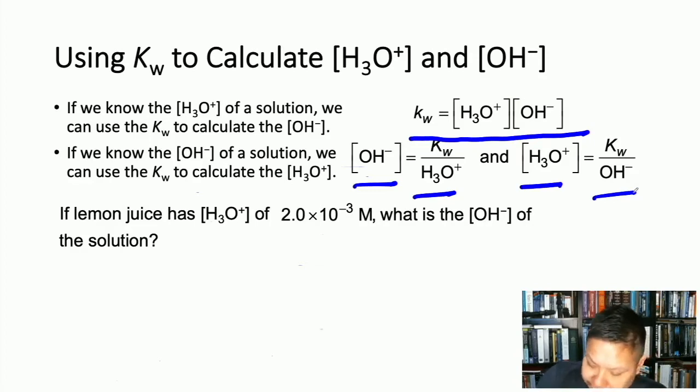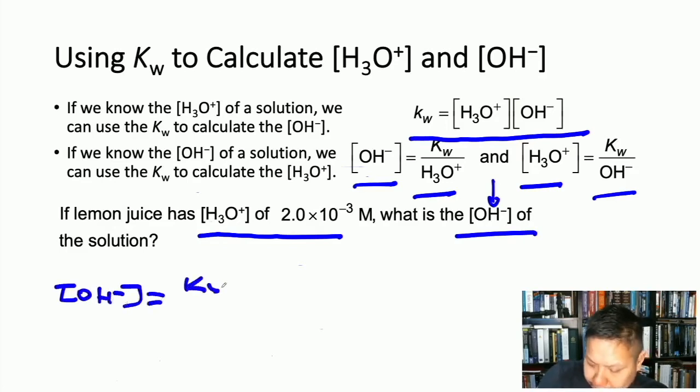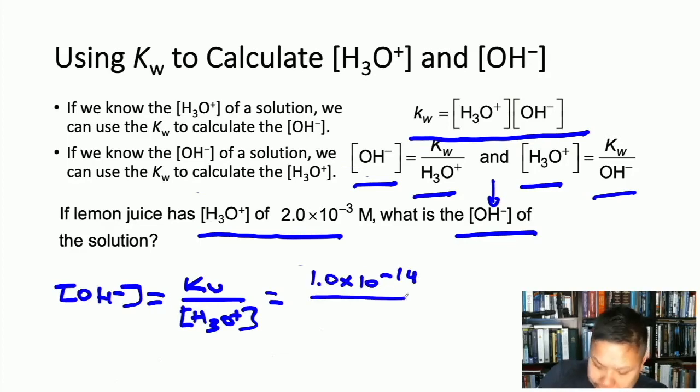If I have lemon juice, and it's got a concentration of hydronium ions at 2.0 times 10 to the negative 3 molar, what is the hydroxide concentration of that solution? Well, that's really simple, right? We want to look for the hydroxide ion. So the OH minus concentration equals Kw over the hydronium ion concentration. So that means it's 1.0 times 10 to the negative 14 divided by the hydronium ion concentration, which is 2.0 times 10 to the negative 3.